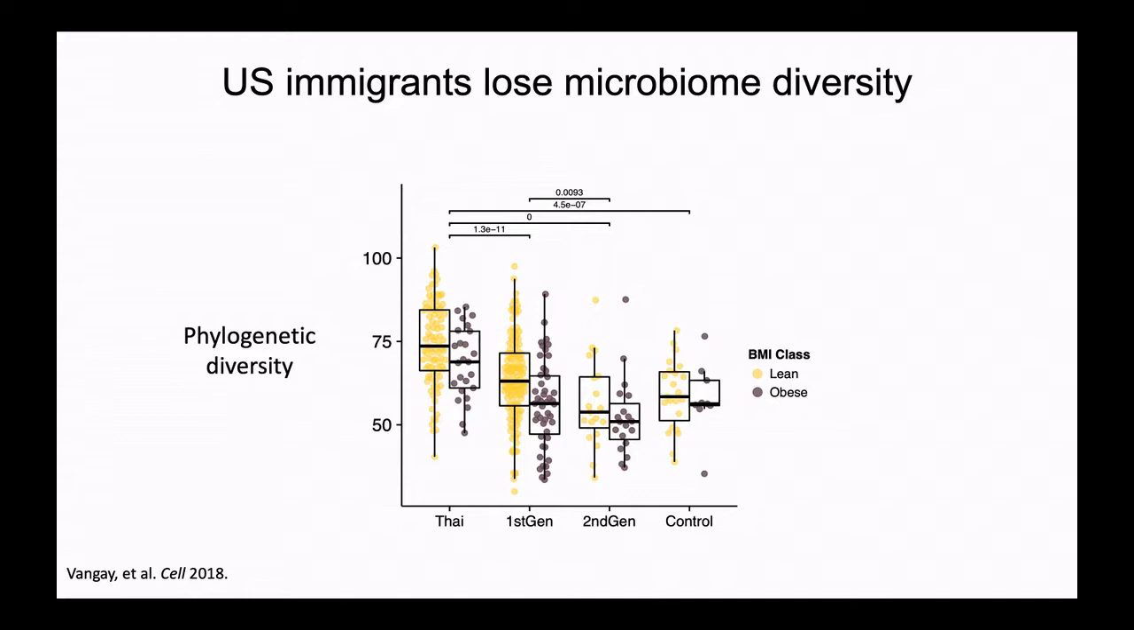There's a lot more in these data that I'm not going to go into right now because I want to have a little bit of time to talk about some methods. But this is the overall finding that, yes, coming to the US is associated with a dramatic shift in the microbiome. You get Americanized in the microbiome, and there's this dramatic loss of diversity.